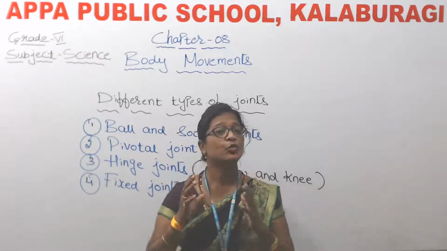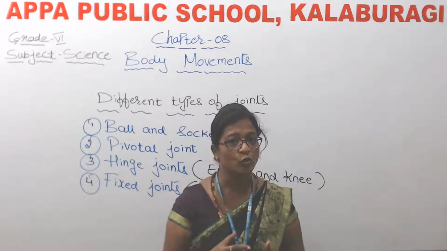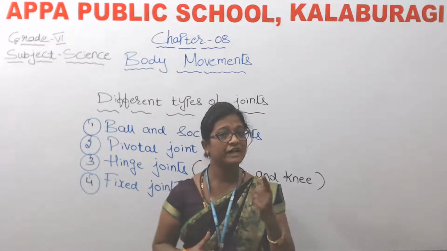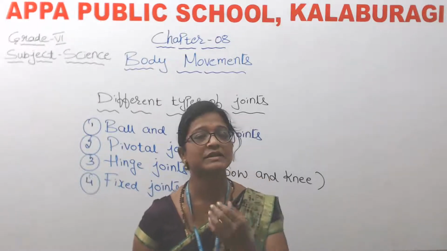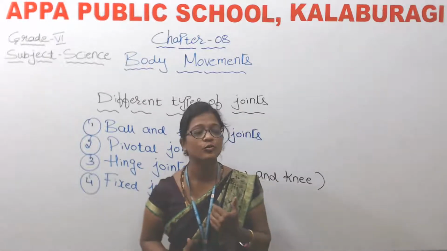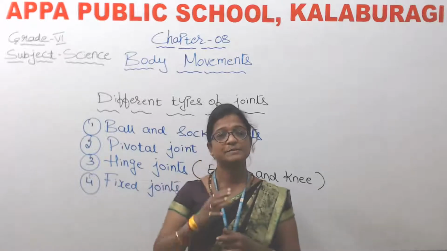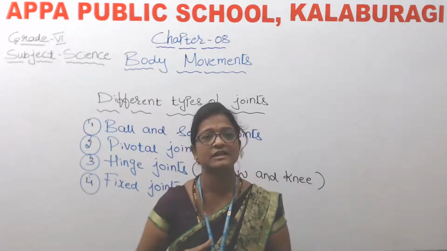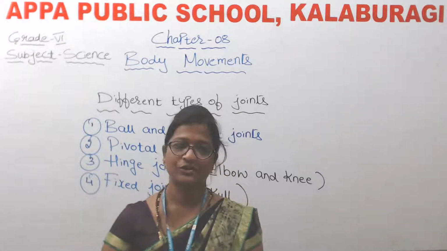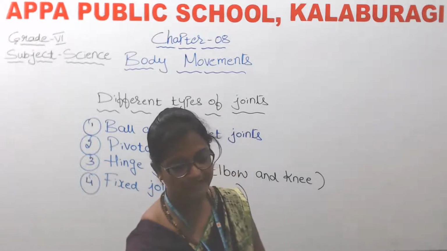See children, there is only one movable joint in the skull, present in the lower jaw, from which we can move our lower jaw. But there is a fixed joint present between the upper jaw and the skull, from which we cannot move our upper jaw, isn't it? So this is all about, yes children, fixed joint.